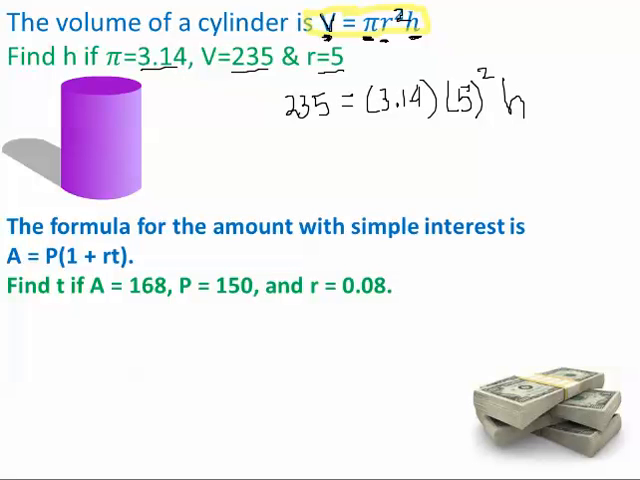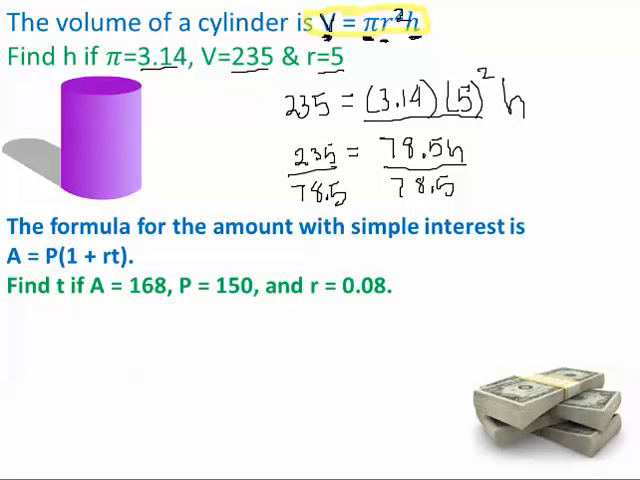I'm going to multiply all these together first. So 5 squared, thinking about PEMDAS, I have to take care of my exponent first, 5 times 5, times 3.14, and I get 78.5 times my height would equal the volume of 235. I know that since the h is being multiplied by 78.5, if I divide both sides by that, I will solve for h, and that's what I'm trying to do here.